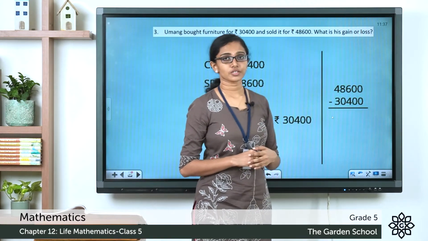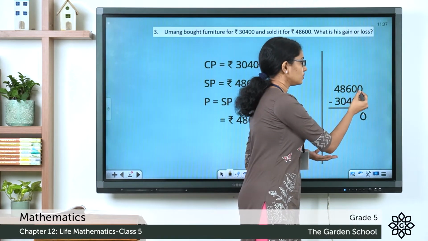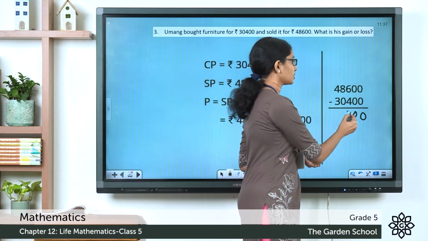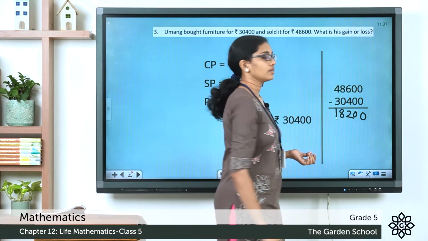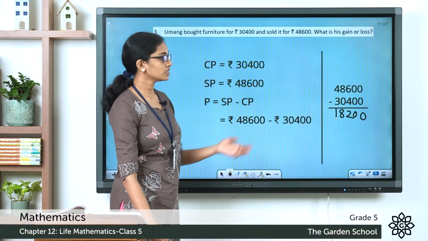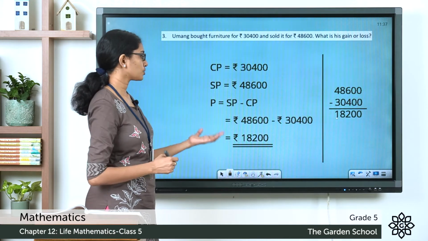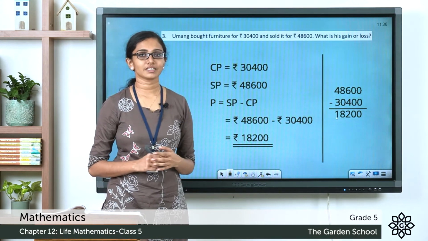So let's do the calculation in the working column. So here we have 0 minus 0, 0, again 0 here, 6 minus 4 equals 2, then 8 minus 0, 8 here, 4 minus 3, 1. So what is the difference? 18,200. So the profit is equal to rupees 18,200. Hope this is clear to you.